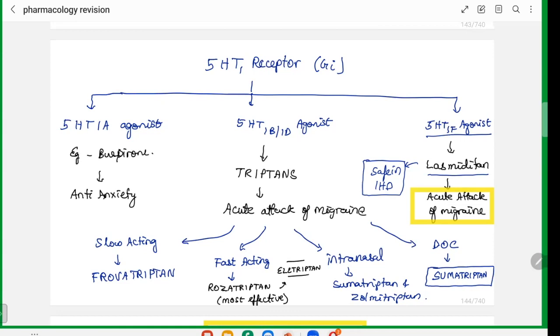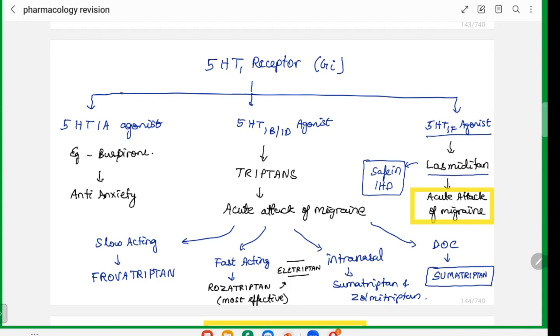So I'm going to start with a very important topic, autocoids. Listen carefully. In autocoids, I think we have already covered one particular topic with CNS, that is migraine. So I'm going to just revise this migraine, whatever is necessary for your exam. And then let me continue with the other histamine receptors and other drugs. Starting with the 5-HT1 receptor, which is a serotonin receptor.